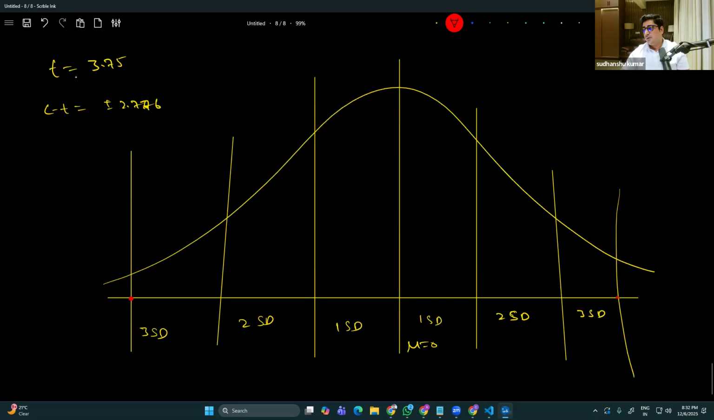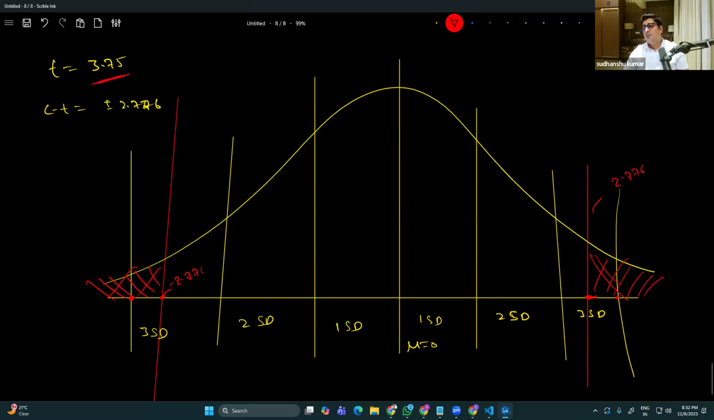This is my 3 standard deviation on a positive side. What is my allowed range? So my allowed range is technically 2.776 on the negative side, and my allowed range on this side is basically again 2.776 on my right hand side. What is the value that we are able to get? 3.75. So basically this is my critical range. Can I say that the red marks are my critical range on both hand sides? So if anything is falling under this range, it simply means that I'm going to reject the null hypothesis.